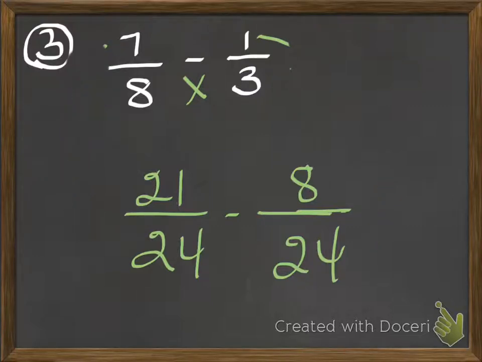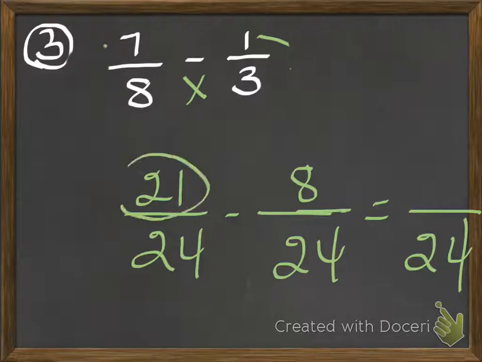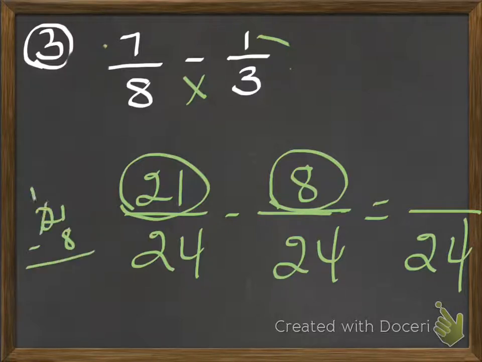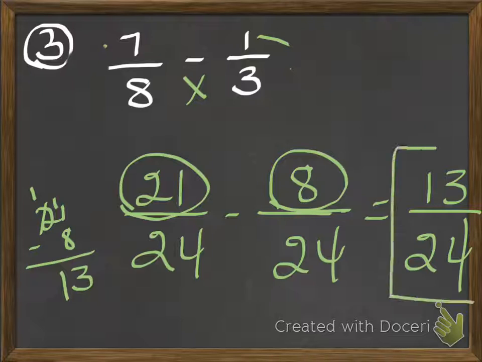Okay, so now I have 21/24ths minus 8/24ths. My answer is going to remain 24ths on the bottom. I only subtract the numerators. 21 minus 8. If you can't do it in your head, just do it out to the side. There we go. It's 13. So I have 13/24ths. That's my answer. I cannot divide that down any further, so that's where it stays.